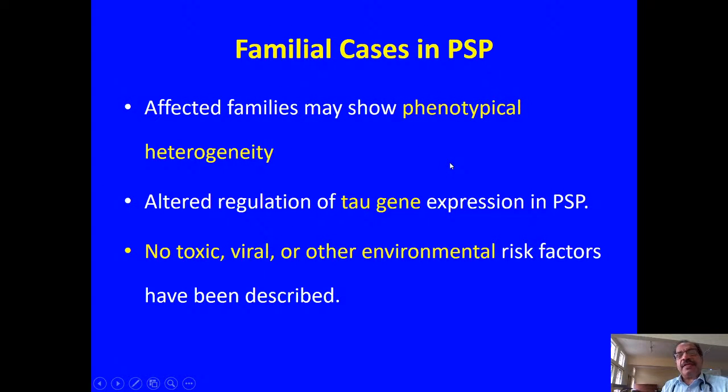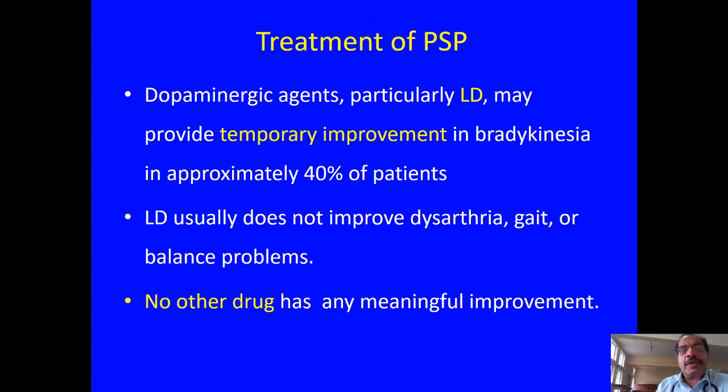So even if the familial cases are there, all the individuals in the same family will not have the same clinical picture. So one individual in the family may have one type of manifestations, and a second individual may have a slightly different type of manifestations. So this type of heterogeneity will be there even if the family members are having the disease. But there is no specific etiology for that. No toxin, no infection, or no other environmental factor has been associated with the development of progressive supranuclear palsy.